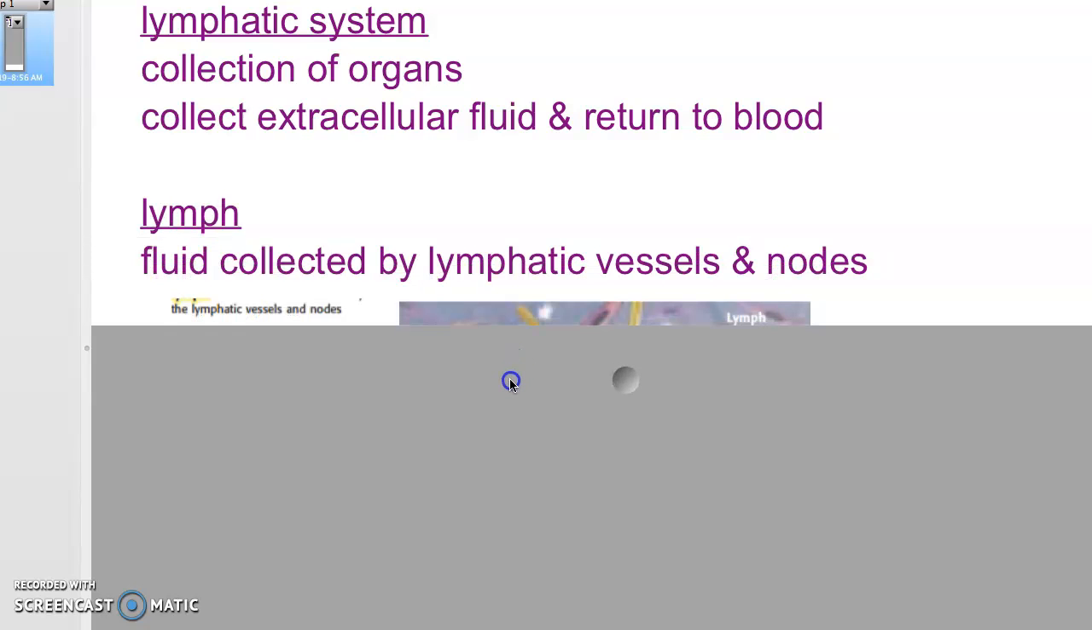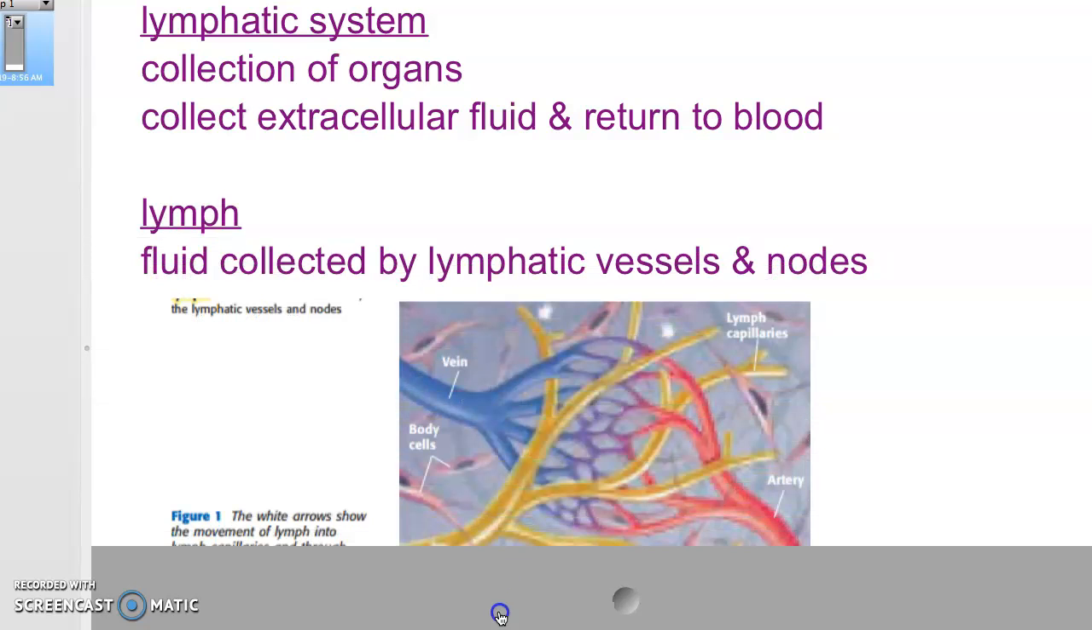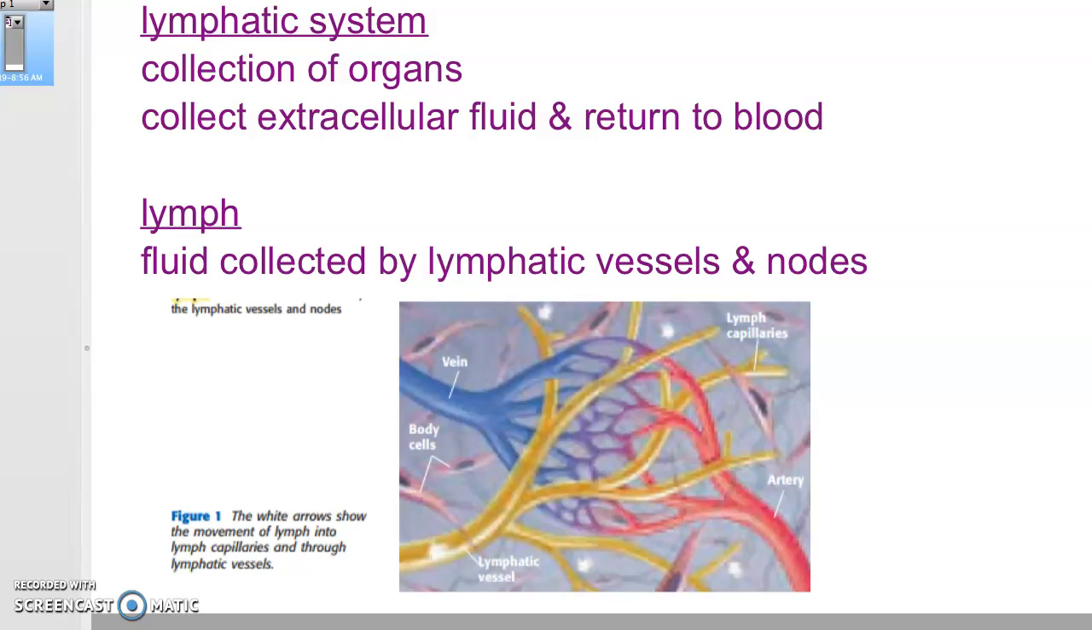So first we need to talk about lymph. This was a picture that your book had that I copy and pasted. The lymph is the fluid that gets collected by the vessels. So think of arteries and veins, but these are the ones that have to do with the fluid. You can see there's blue veins and red arteries. And then within that, you see the yellow. Those are the lymphatic vessels.